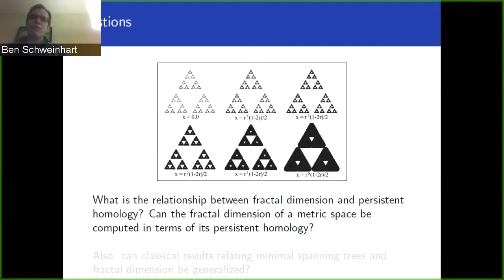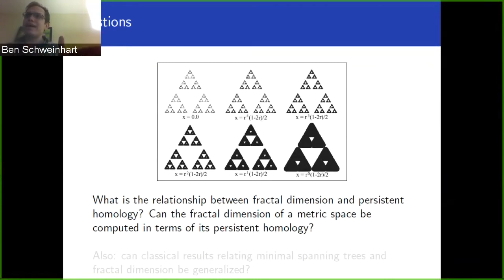The idea with this very special case is that the set is self-similar, so the persistent homology should inherit this self-similarity property. And from that, we should be able to see the self-similarity dimension.